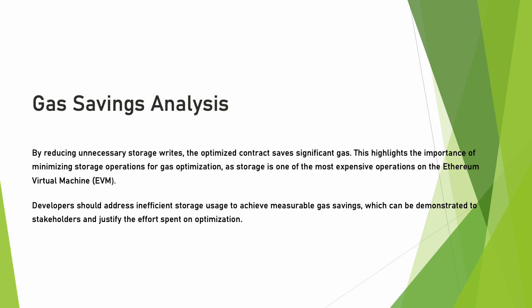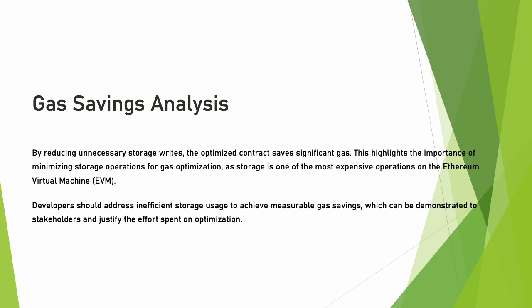Moving on, the gas saving analysis. The optimized contract demonstrates a significant gas savings by reducing unnecessary storage writes. This emphasizes the importance of minimizing storage operations for gas optimization. As storage is costly on the EVM, developers should address inefficient storage usage to achieve measurable gas savings, which can justify the effort spent on optimization.